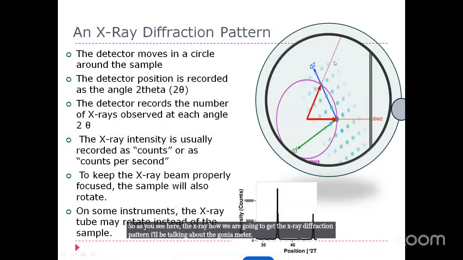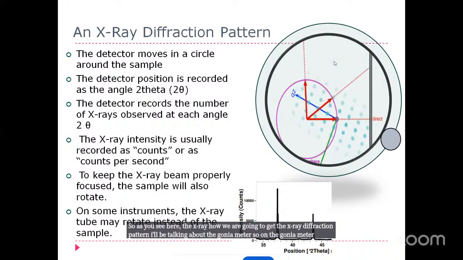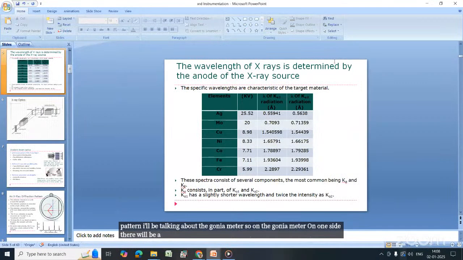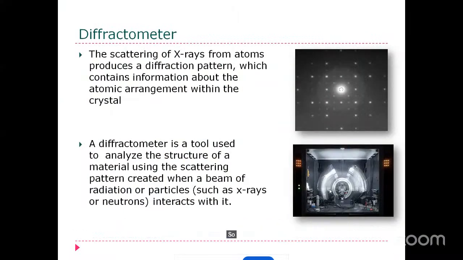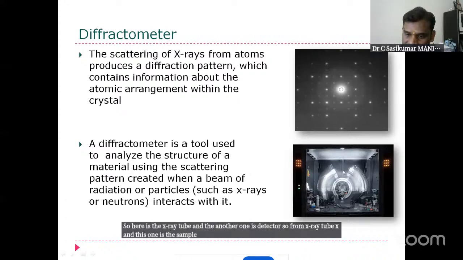On the goniometer, on one side there will be... maybe I'll go back here. Let me explain this part, then I'll go back. So here is the X-ray tube, and the other one is the detector. From the X-ray tube, and this one is the sample. Here you are able to see the circle. This circle is what we call the goniometer circle.